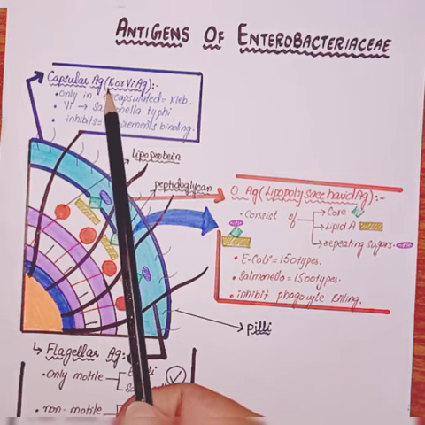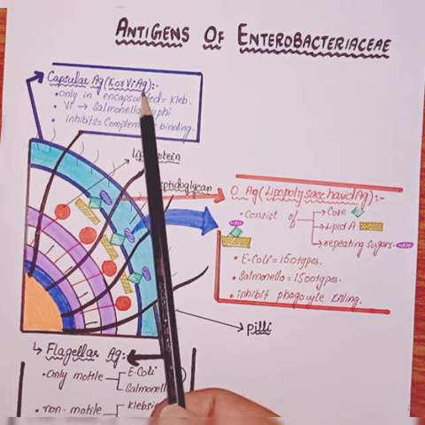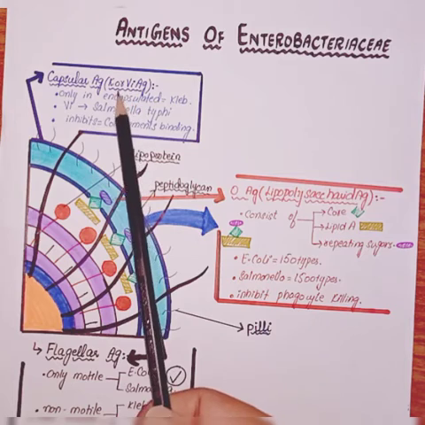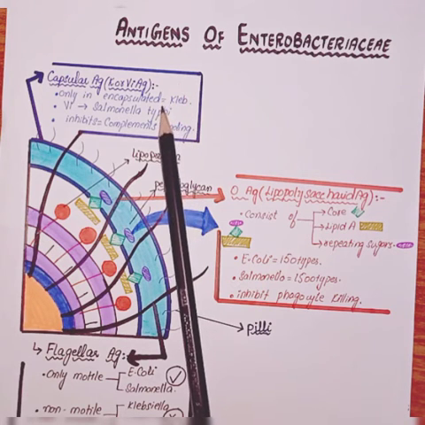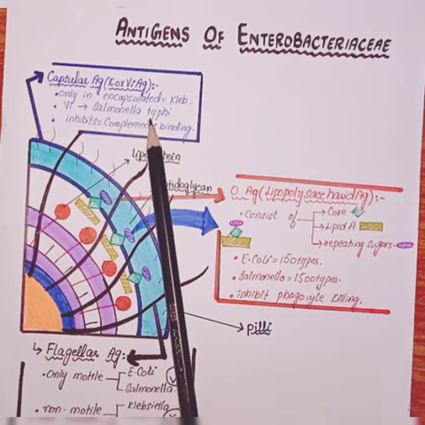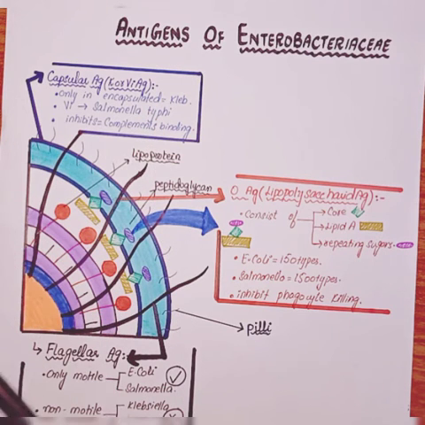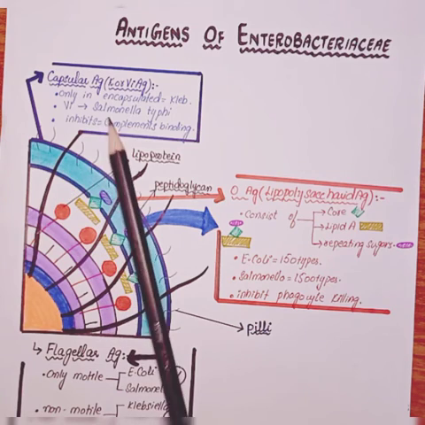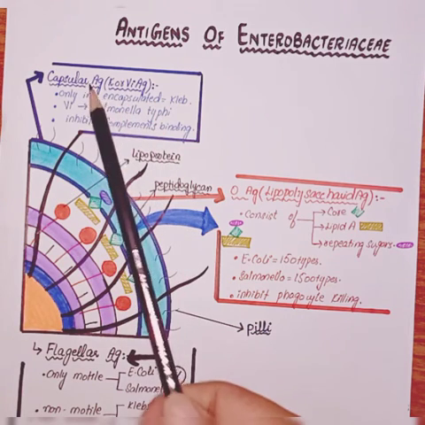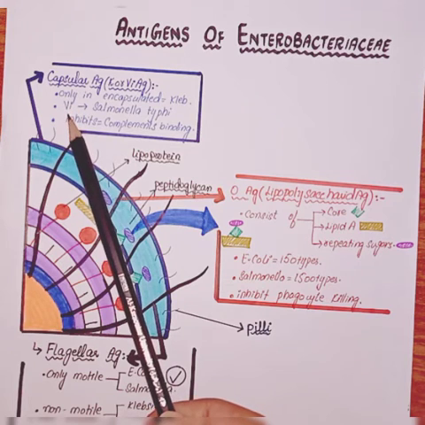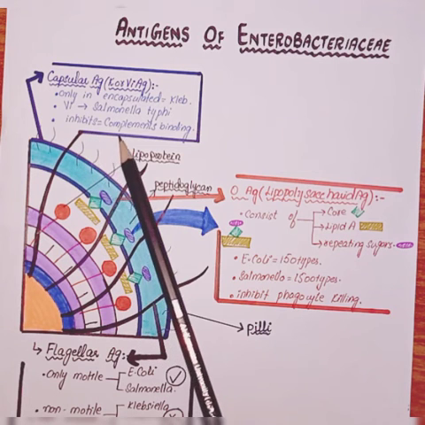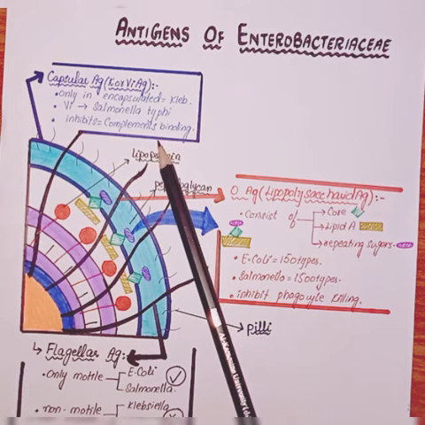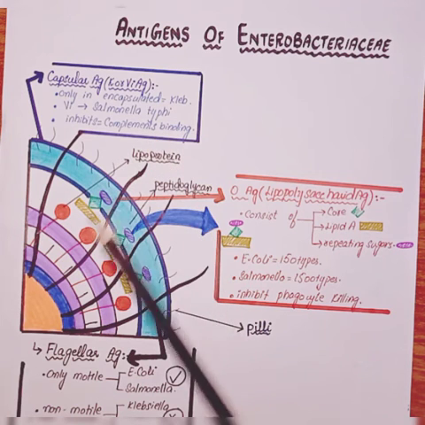The capsular antigen is also called the K antigen or the Vi antigen. It is only present in the capsulated bacteria, that is only Klebsiella among the gram-negative rods. All the other members of the gram-negative rods or the Enterobacteriaceae family are non-capsulated, but only Klebsiella is capsulated. In Salmonella typhi, this capsular antigen is called the surface antigen or the Vi antigen. What is the function of this capsular antigen? It inhibits complement binding. When antigen-antibody complexes are formed, it inhibits the complement binding.